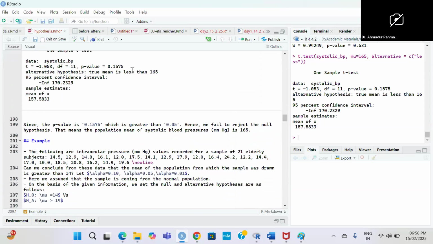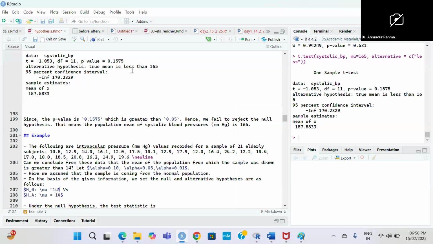Another example is taken from the intraocular pressure. This pressure is, I think, eye pressure, something inside the eye. 21 observations are there, right? See, 21 observations are there. Then what we have to check is: can we conclude from these data that the mean of the population from which the sample was drawn is greater than 14? Earlier case was less than. This case is greater than.